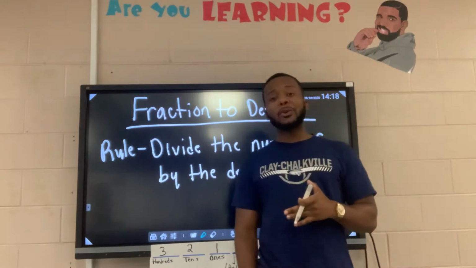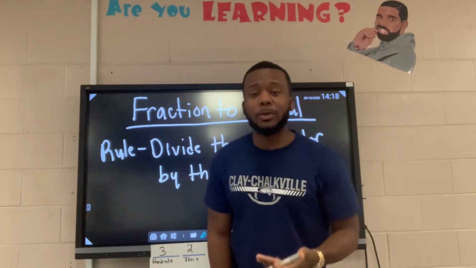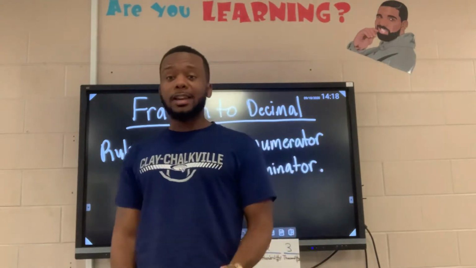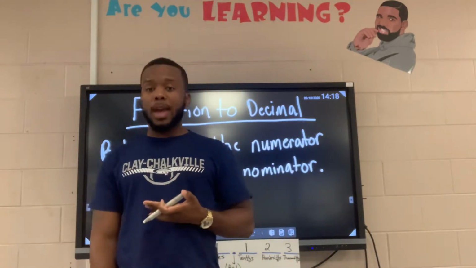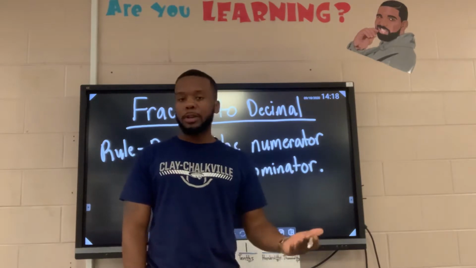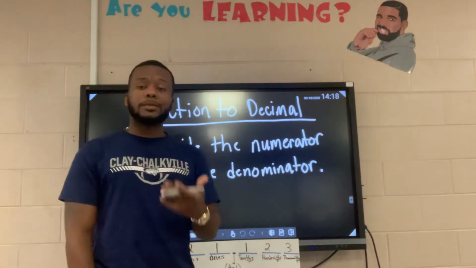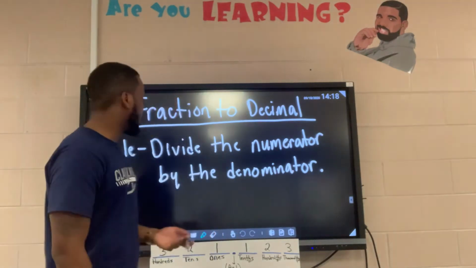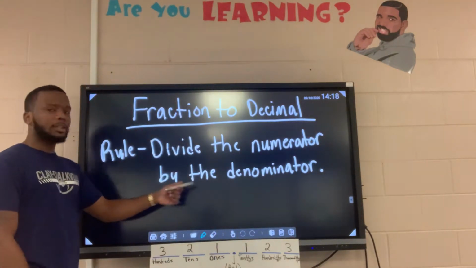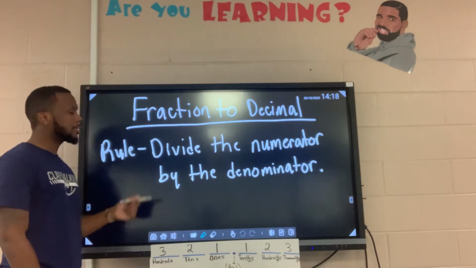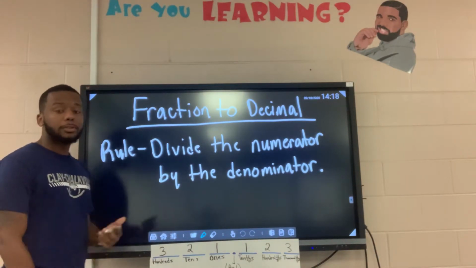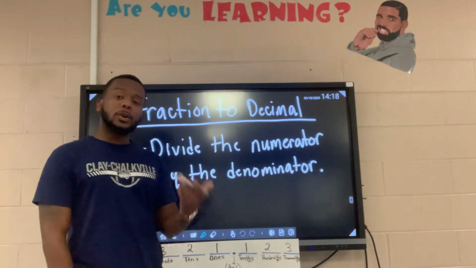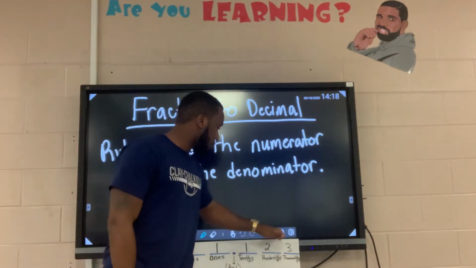And in this video, we are going to learn how to convert between a fraction and a decimal. So what that means is we're going to learn how to change a fraction to a decimal for many reasons. It's very simple. The only thing you have to do is divide the numerator by the denominator. So to change a fraction to a decimal, the rule is you divide the numerator by the denominator. So let's go at it really quick.